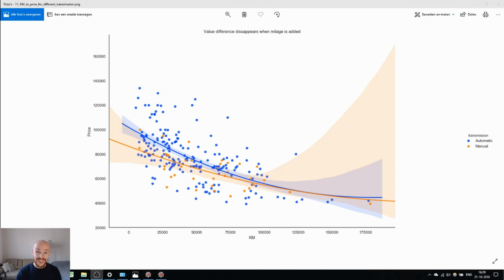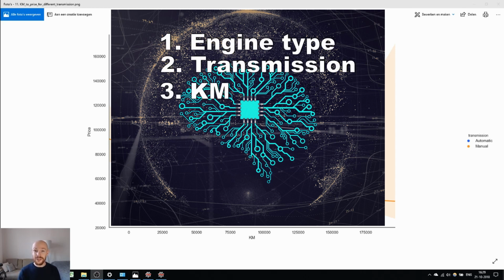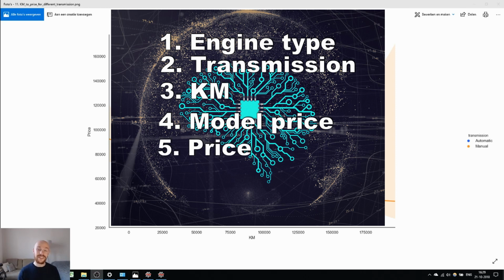But how do you find the car which is right for you, and also where you won't lose too much money on? That's a good question, because there are just too many features which affect the price. To solve this, I wrote an algorithm which identifies cars which are either priced over market value or under market value. And it finds these cars by looking at the engine, the transmission, the kilometers, the years, and the price itself. So everything we analyzed is taken into account in this algorithm.